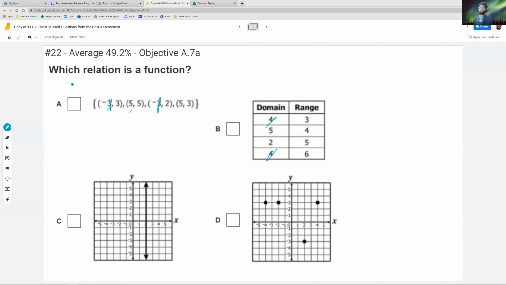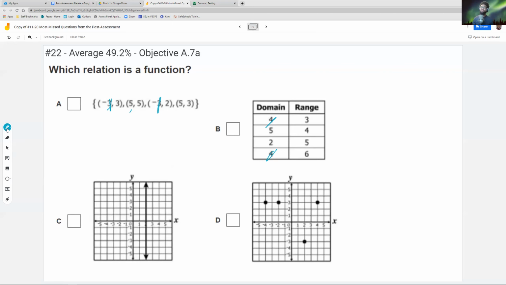That's not a function. When we're looking at points on a graph, we're going to use what's called the vertical line test. When you're using the vertical line test, take your pencil or pen or something, hold it up to your screen and drag it across. If at any point your pencil or pen touches more than one spot on that graph, then it's not a function.